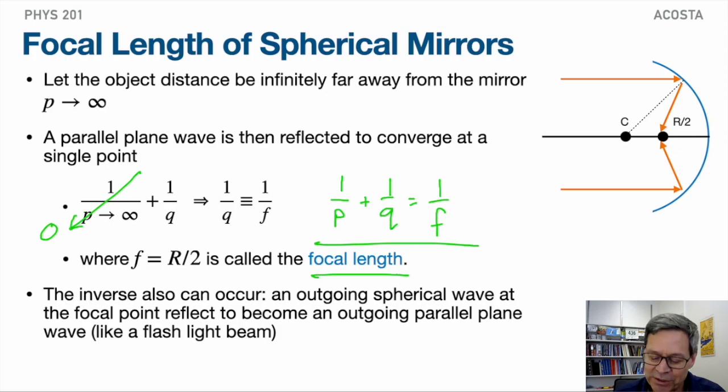But the point here was to relate the r over 2 we got in the previous expressions for 1 over p plus 1 over q, that equals 1 over f, where f is defined to be the focal length of the spherical mirror, and it's r over 2. Okay, that ends this lecture showing how to get the image and object relationships for spherical mirrors.